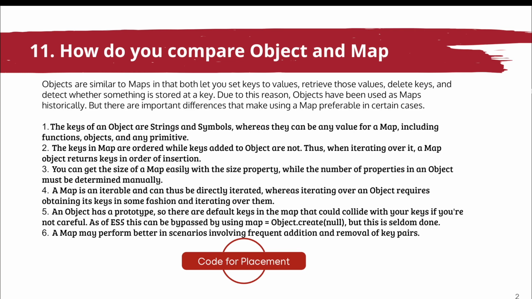You can get the size of a map easily with the size property, whereas the number of properties in an object must be determined manually. A map is iterable, while an object requires obtaining its keys and iterating over them. A map may perform better in scenarios involving frequent addition and removal of key pairs.